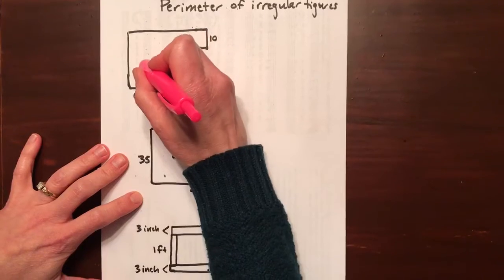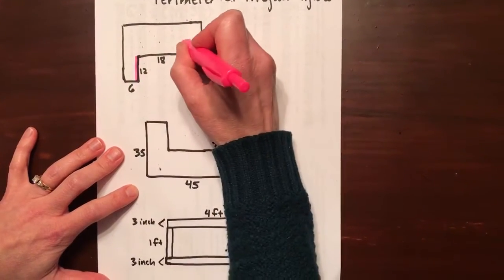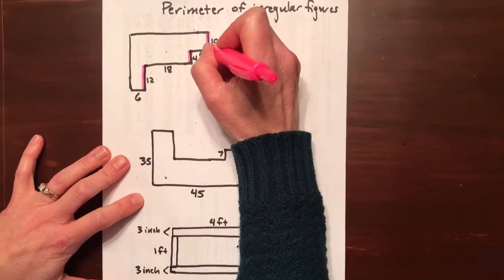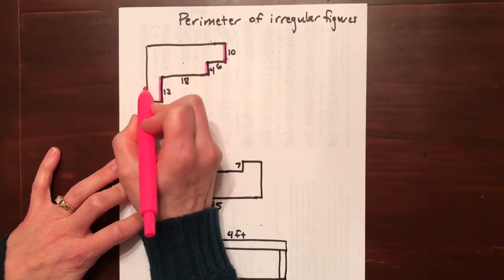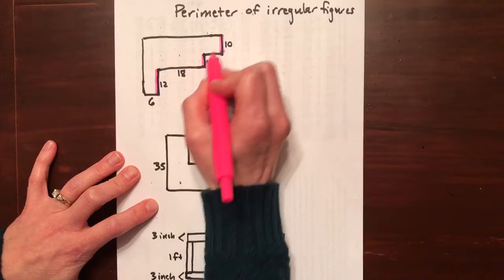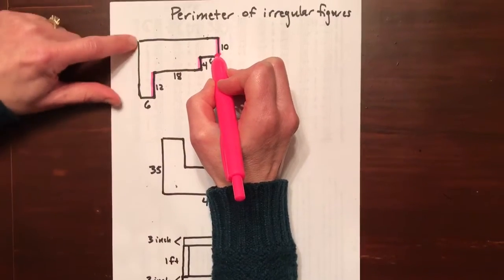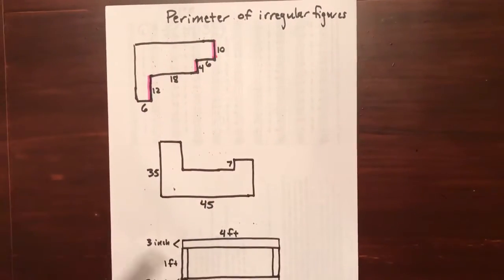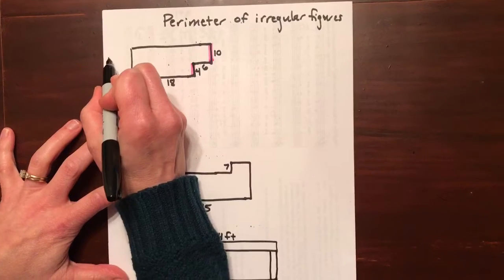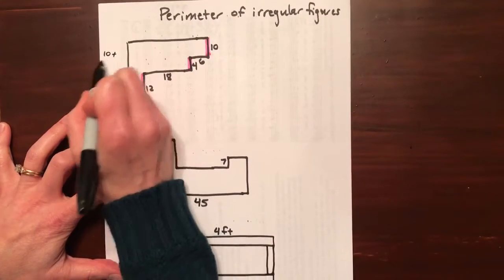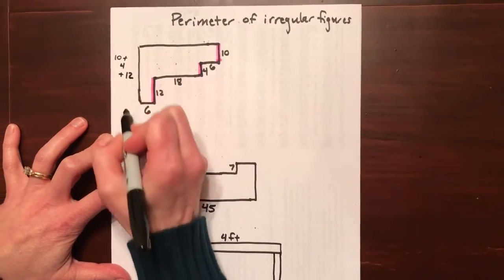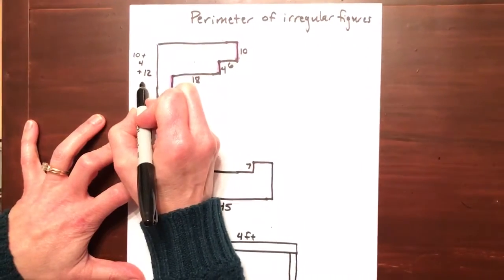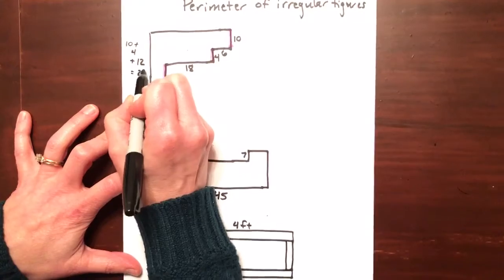If I take this 12 and this 4 and this 10, and I push them all the way over to the opposite side, you see that those three lengths together make this length over here. And so this side is just 10 plus 4 plus 12, which would be 14 plus 12 would be 26.